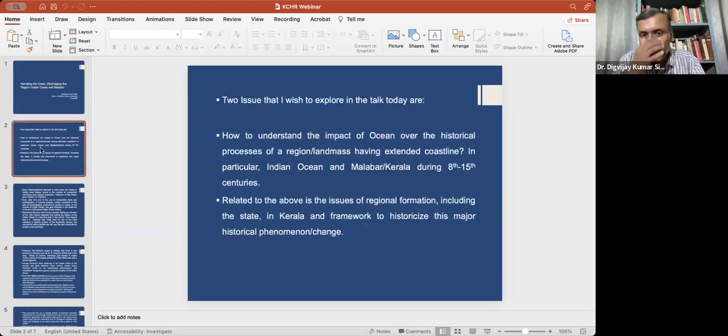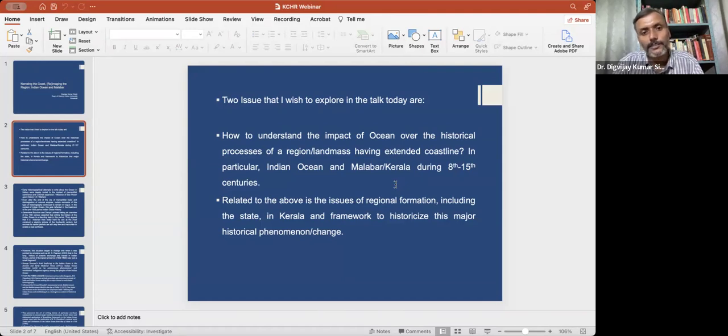Now, two basic issues that I'm going to be exploring today in the talk are the following. One, how to understand the impact of the ocean on the historical processes of a region or a geographical area, a landmass, which has an extended coastline. And in particular, I'm going to apply this question to the case of the Indian Ocean and Malabar during the 8th to 15th centuries.